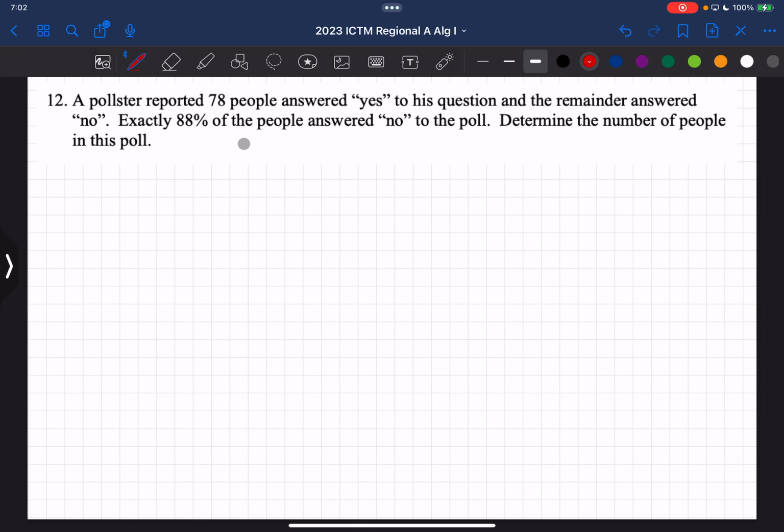Number 12. A pollster reported that 78 people answered yes to his question, and the remainder answered no. 88% of the people answered no. Now that's important, because if 88% answered no, that means 12% answered yes. Now we want to determine the number of people in this poll. So if 12% makes 78, what we want is what's 100%.